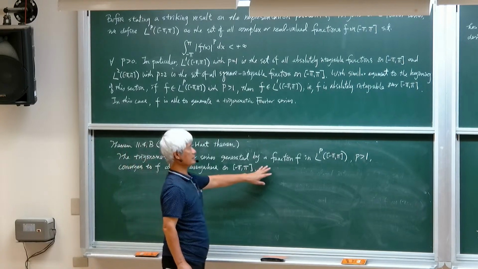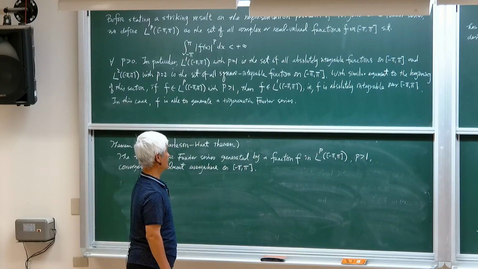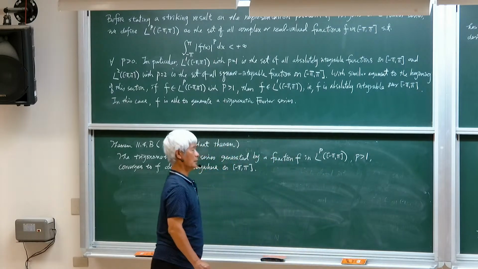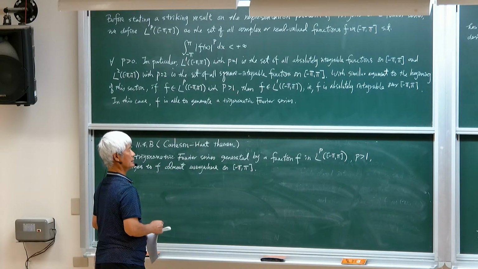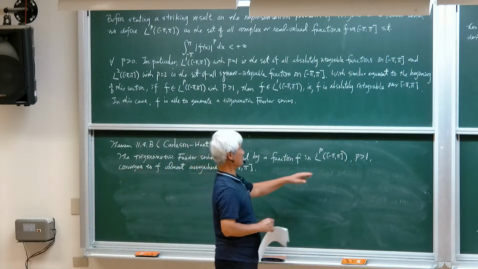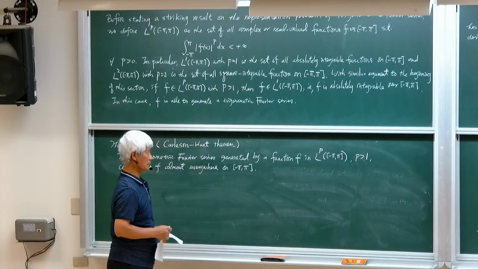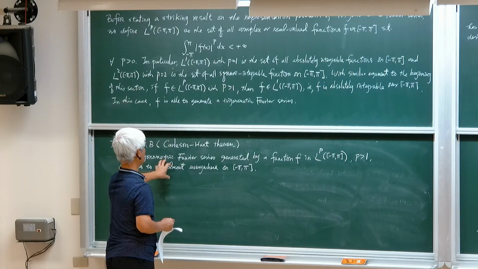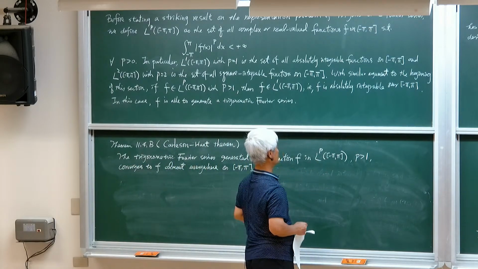So this is good, not just for piecewise continuous functions on minus pi to pi that have a left hand derivative and a right hand derivative at every point in this interval, as stated in theorem 11.1.2. Okay, this is good for any function in the LP space.